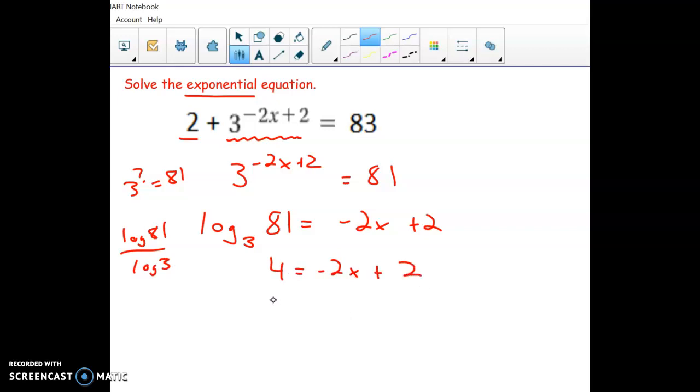All right, and then subtract 2. And then divide by -2, so we get -1, which is kind of a strange answer. It makes me feel a little nervous, that x is negative here, but if you check it, it should be okay because you're doing -2 times -1, which is 2, plus 2, which is 4. So basically you have 2 plus 3 to the 4th, and that should equal 83, so we can check that our answer is okay.